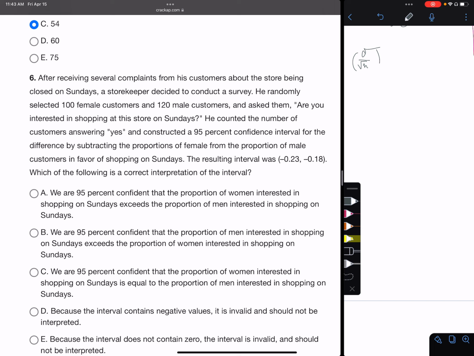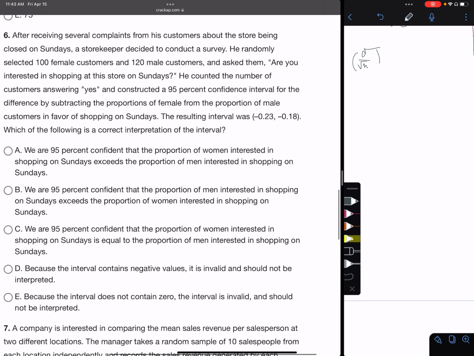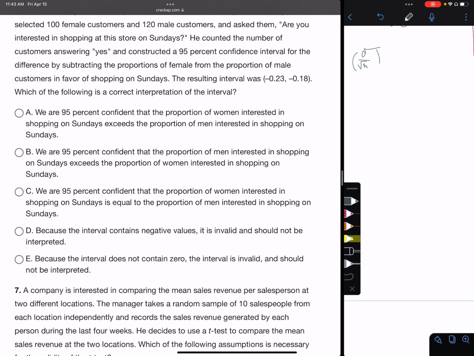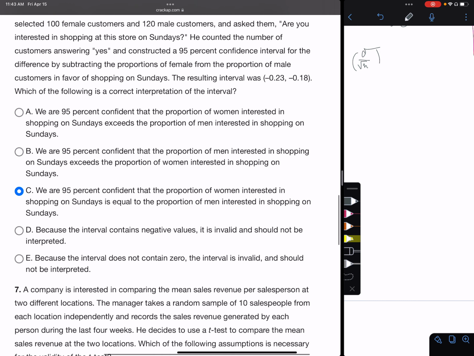Okay, shoot. 95% confident that the proportion of women interested in shopping on Sundays, they are not equal. That is not a valid assertion. The proportion of men shopping on Sundays exceeds the proportion of women interested in shopping on Sundays.